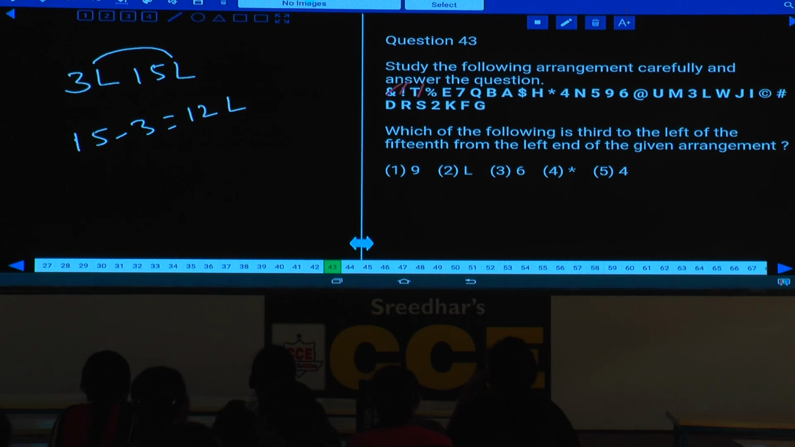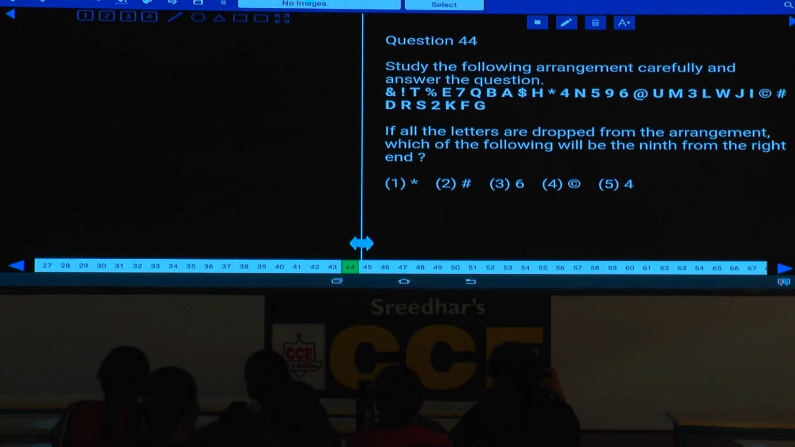1, 2, 3, 4, 5, 6, 7, 8, 9, 10, 11. And 12th one is star, choice 4. Question number 43, it is choice 4. As the directions are same, left and left, always subtract. Right and right, subtract. Next one, question number 44.